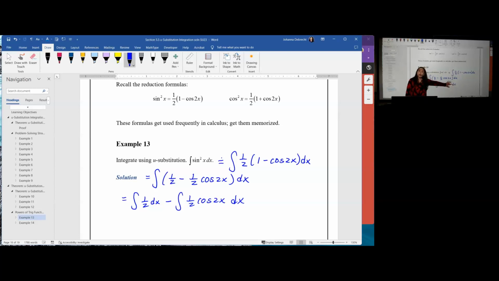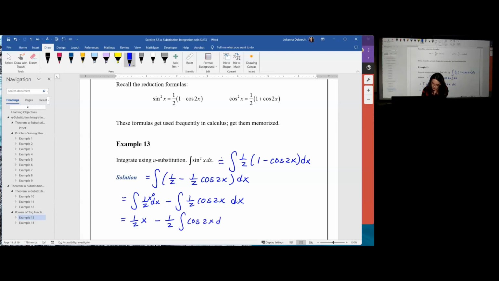The second term leads to a composed function with 2x on the inside and cosine on the outside. Let's go ahead and complete this problem now. To integrate the first one, I simply apply the power rule in reverse, thinking of this as 1/2 x to the 0 to get 1/2 x to the first. And the second one, I have to do a u-substitution.